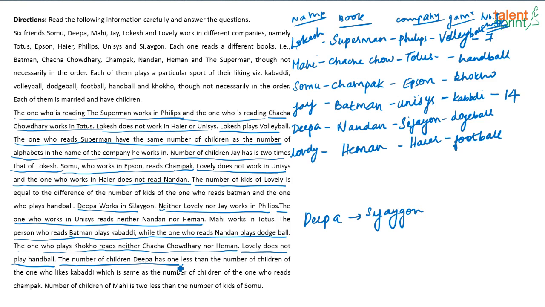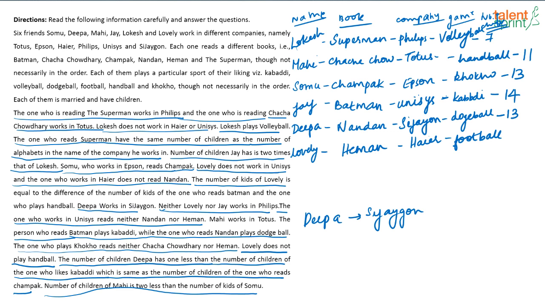The number of children Deepa has is 1 less than the number of children the one who likes Kabaddi has. So Kabaddi is 14, so Deepa has to be 13, which is the same as the number of children the one who reads Champak has. So Champak also has 13 children. Now the number of children of Mahi is 2 less than the number of kids of Somu. So if this is 13, this is 11.